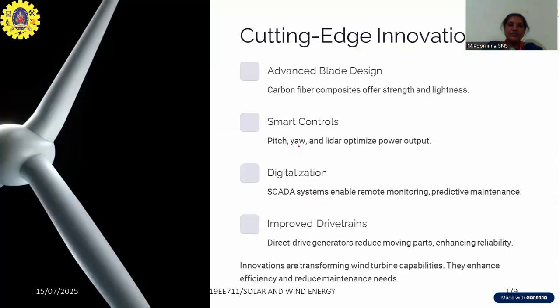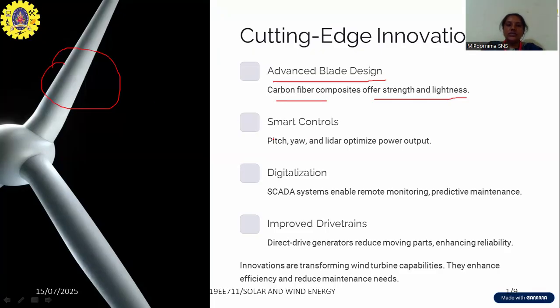Now coming to cutting edge innovations. What are the cutting edge innovations in wind turbines? First, advanced blade design. Here we need advanced blade designs, and carbon fiber components offer strength and lightness. The blades are made of carbon fiber, mainly useful for strength and lightness.